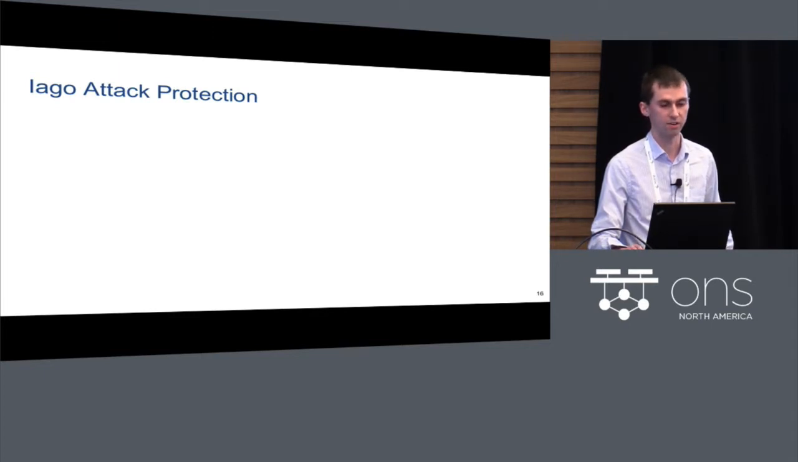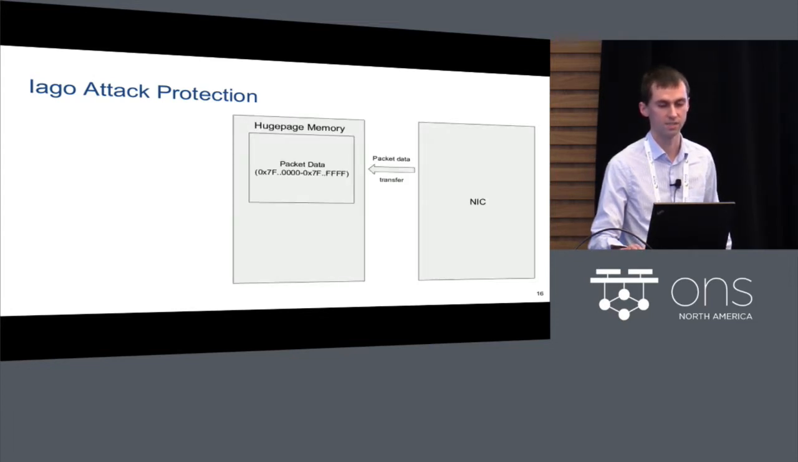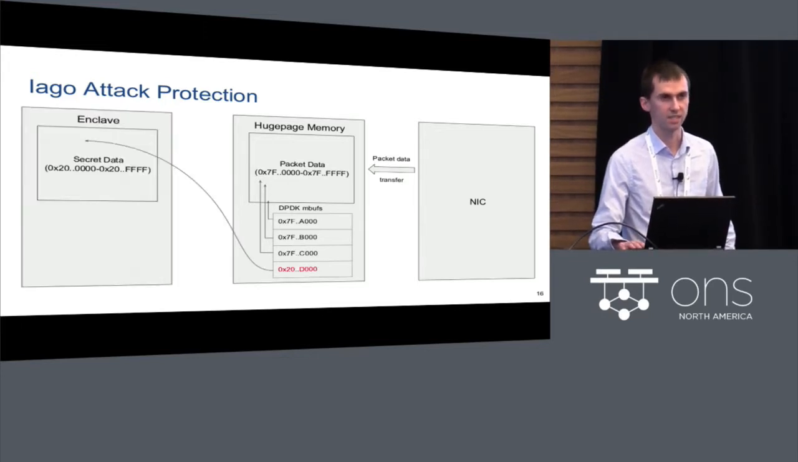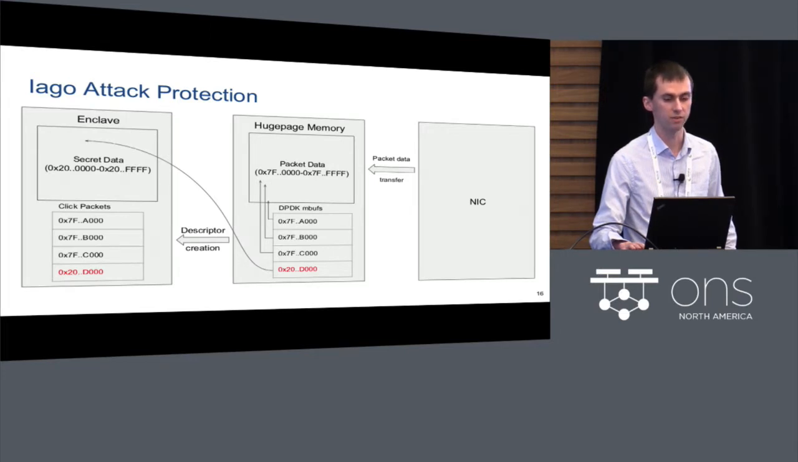Also, we have added Iago attack protection. This is necessary for the following reasons. Consider how network interface cards deliver packets to the huge page memory. And we also have DPDK memory buffers pointing to this packet data inside huge page memory. But the attacker can forge a malicious memory buffer inside the huge page memory to point into the trusted memory of the enclave. And for each of these memory buffers, we would create a Click packet descriptor.